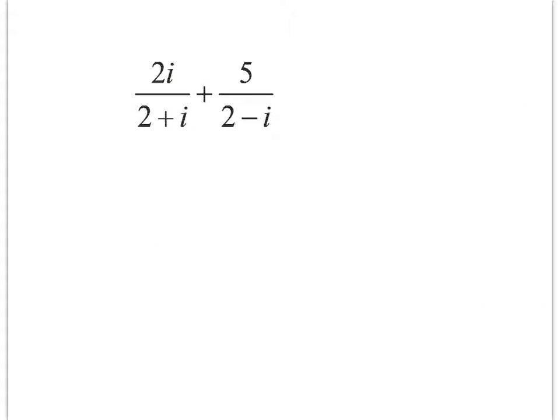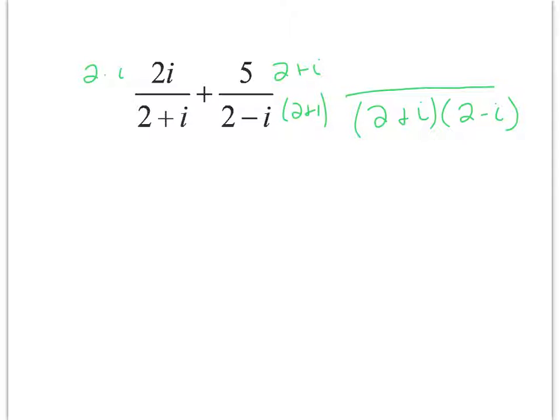Okay, and this guy right here, we are going to add some fractions. In order to do that, we need to get a common denominator. Our common denominator is going to be 2 plus i times 2 minus i. There's our common denominator, which means I need to multiply this fraction by 2 plus i, both top and bottom. And this one I need to multiply by 2 minus i, both top and bottom.